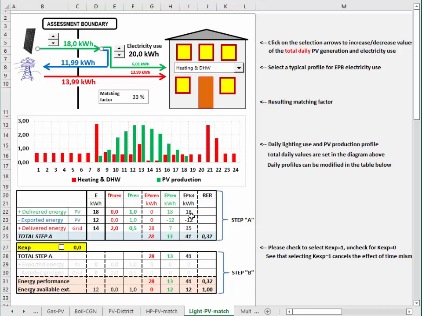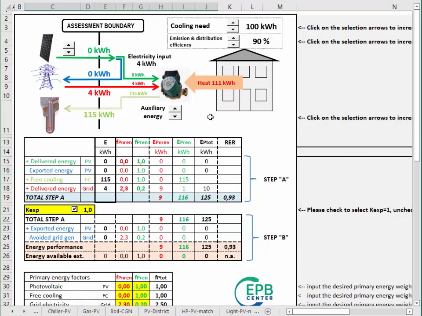What can be shown also is that the matching factor is tremendously dependent on the pattern, and the values are varying a lot. They cannot be effectively predicted by simple correlations, and the best way to do this is going through an hourly calculation. The next sheet is about free cooling. Free cooling means that there is a source which is at a lower temperature than the object to be cooled.